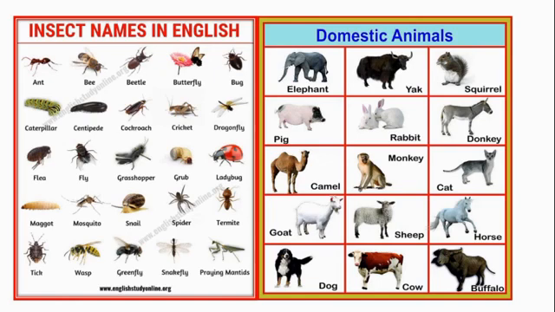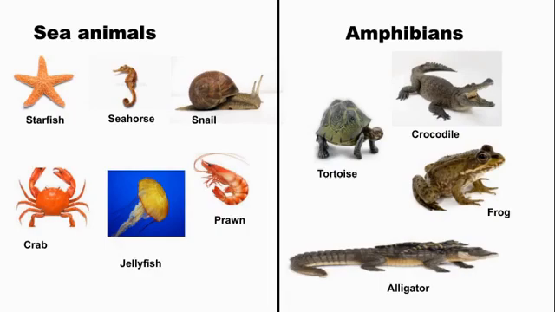And next one is domestic animals. For example, elephant, squirrel, yak, pig, rabbit, dog, cow. So how do they help us? Cow will give milk, isn't it? Sheep will give wool, and buffalo milk, and elephant we will use to carry big things in the forest, big trees, isn't it? Dog will guard our house. Yes, no? Okay.